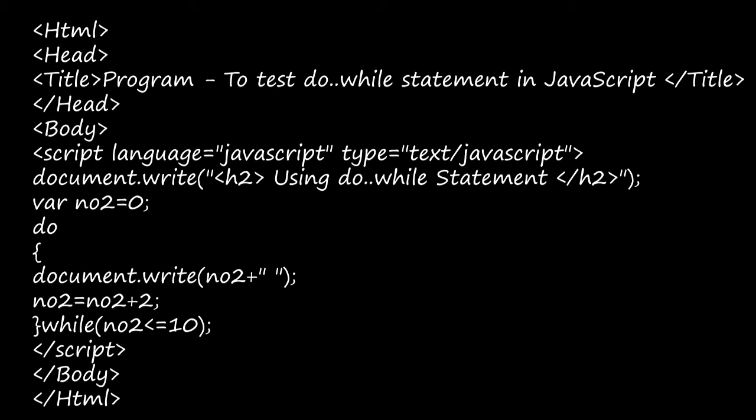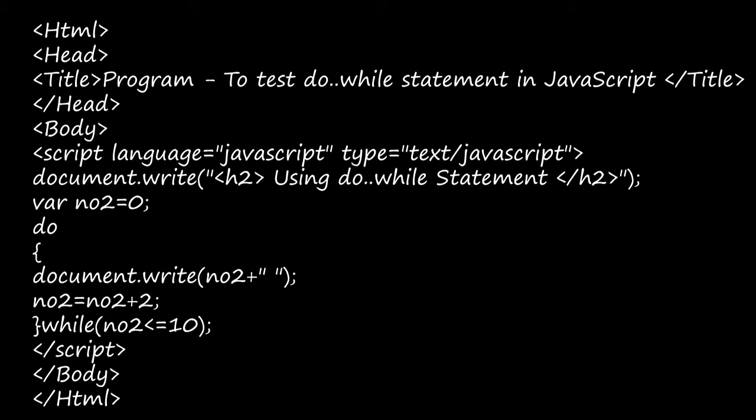Then variable NO2 is equal to 0. So NO2 is declared as a variable and the value is assigned as 0. And then we give the do while loop. Do, then the set of statements. Document.write, inside the brackets, NO2 plus a space. Whatever is given inside double quotes will be displayed as such, so the value of NO2 will be displayed and then a space.